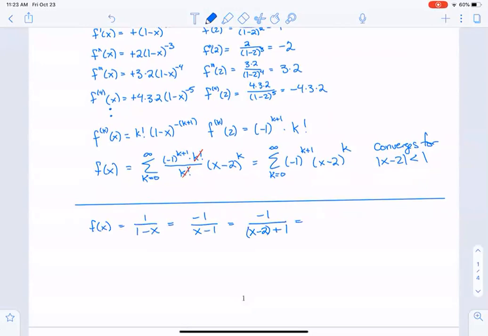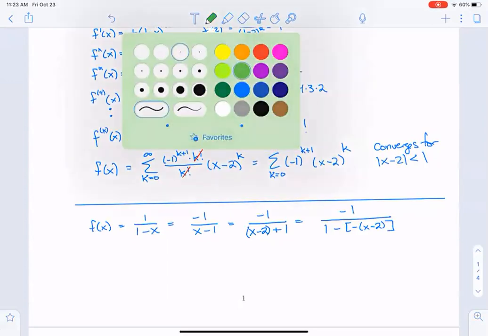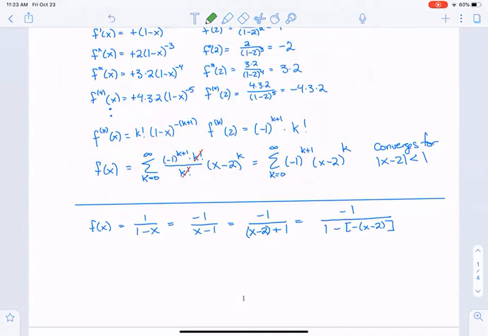So I can rewrite this as -1 over, I'm going to put the 1 on the left, 1 minus a negative x minus 2. And I wrote it that way because now this looks like a geometric series. It looks like a number divided by 1 minus something, say, in this box. So I can actually rewrite this as a geometric series. It's negative the sum from k equals 0 to infinity of negative x minus 2 all to the k power.